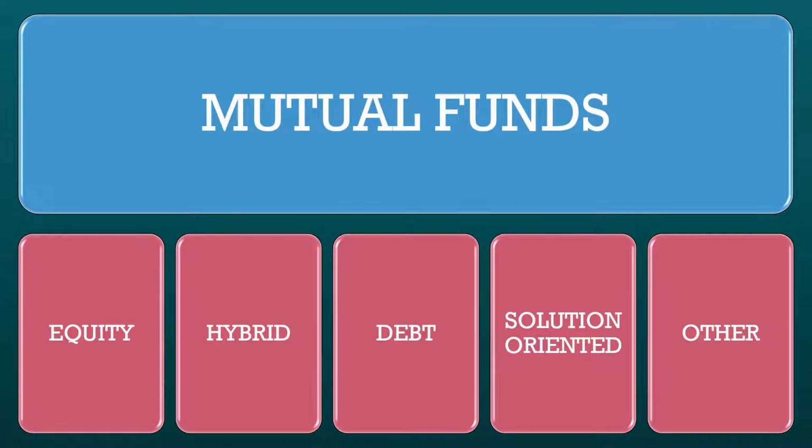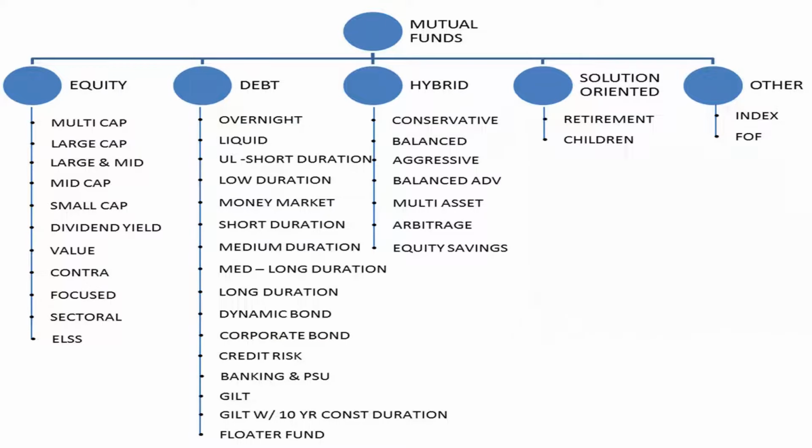Firstly, let us look at the categories of mutual funds that are available for investment. There are mainly 5 broad categories into which all mutual funds can be assigned. These 5 categories are equity, hybrid, debt, solution-oriented, and others. These are further divided into 38 subcategories in all. I shall be discussing all these in more detail in one of my upcoming videos.